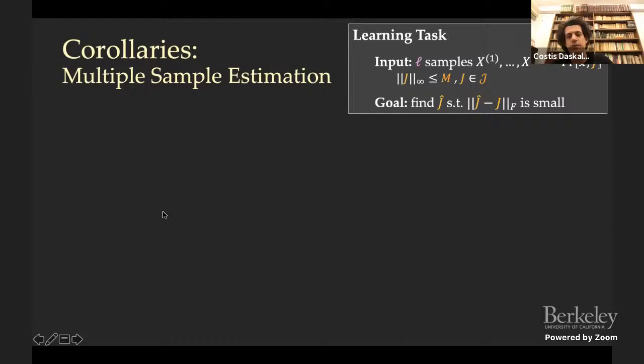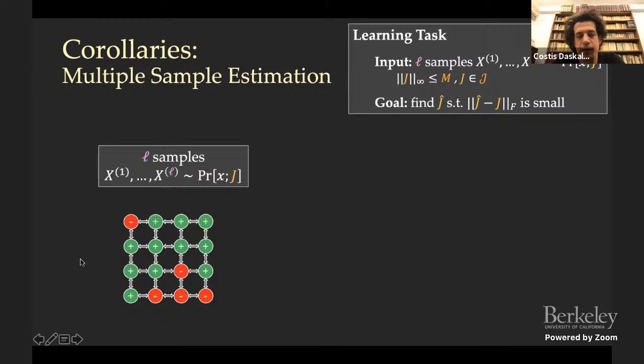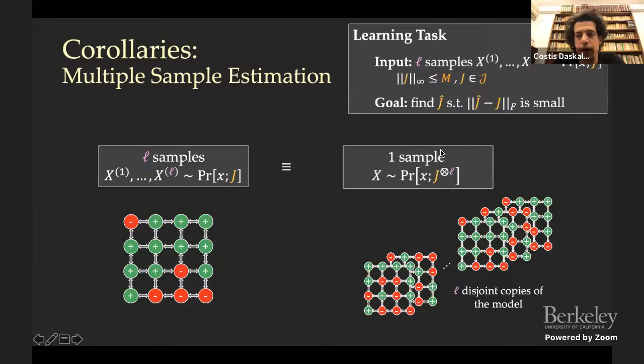So speaking of L samples or multiple samples, let's go back to the more classical problem where you have L samples from an Ising model and you want to estimate the matrix J hat. I claim that the tool that I gave you can already handle this case. The reason is that L samples from any Ising model can be viewed as one sample from a tensorized Ising model, basically L disjoint copies of this model. So L samples from this model is one sample from L copies of that same model. Because I have a result for learning from one sample, I can just apply this result to see what it gives me for L samples.